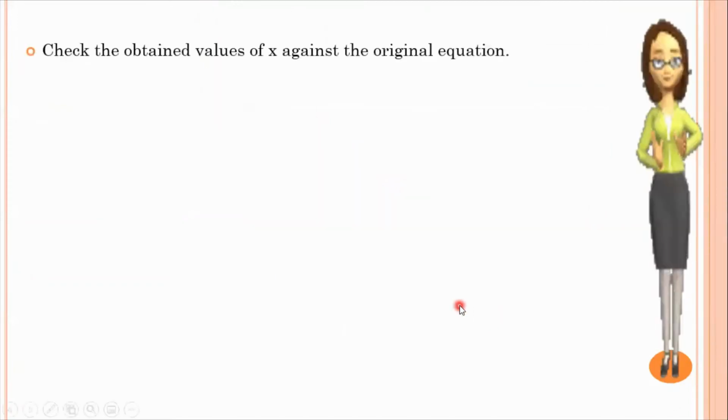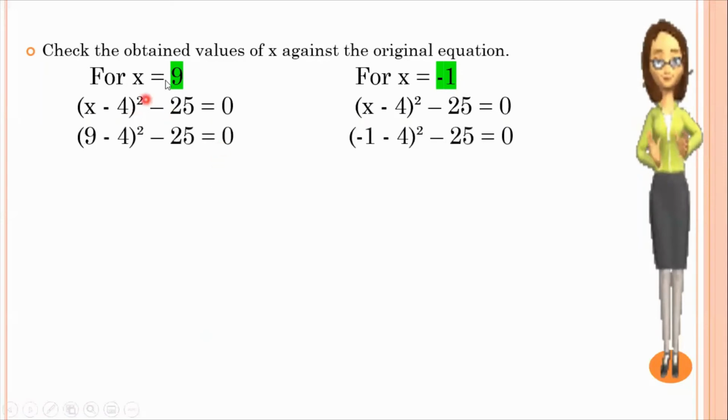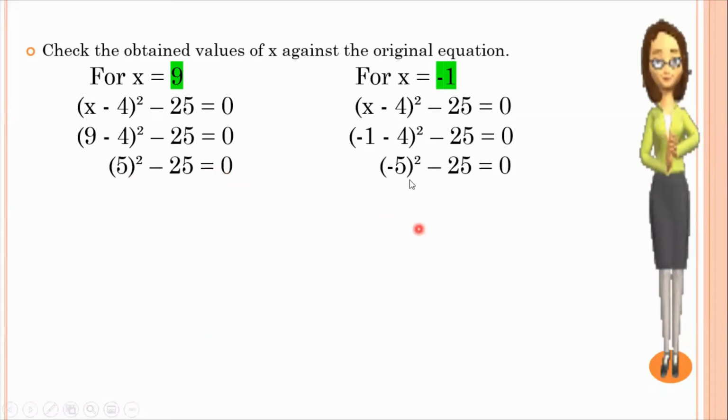9 or negative 1. Check the obtained values of x against the original equation. Our original equation is (x minus 4) quantity squared minus 25. We will substitute 9 into x, so it becomes (9 minus 4) quantity squared minus 25 equals 0. The other one, substitute negative 1 into x, so it becomes (negative 1 minus 4) quantity squared minus 25 equals 0. So this one is 5 squared minus 25 equals 0. And this one is (negative 5) quantity squared minus 25 equals 0.